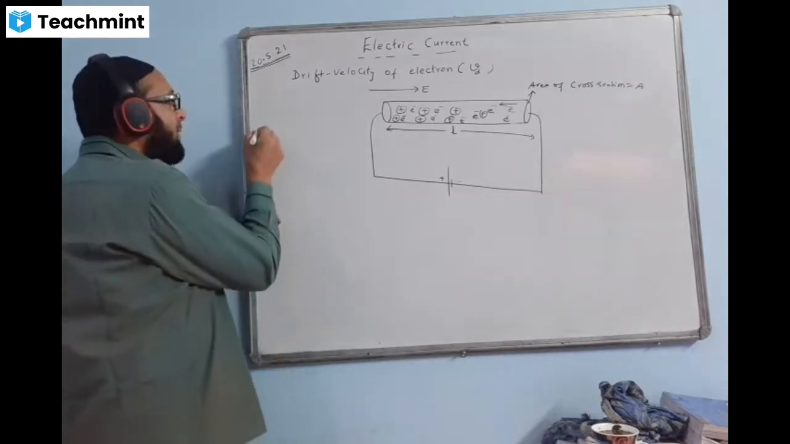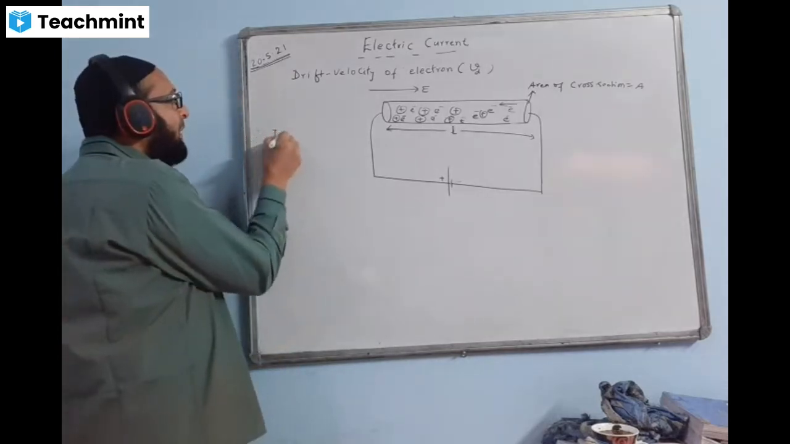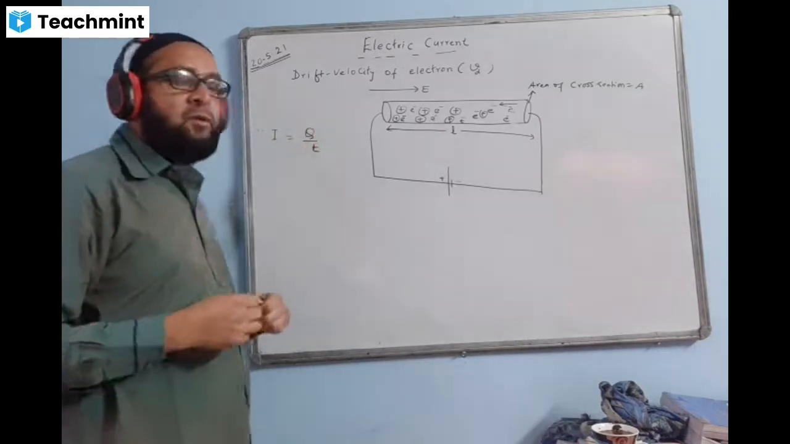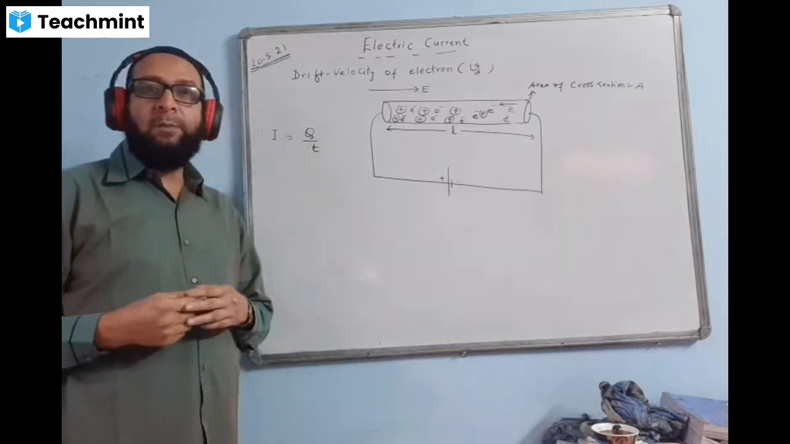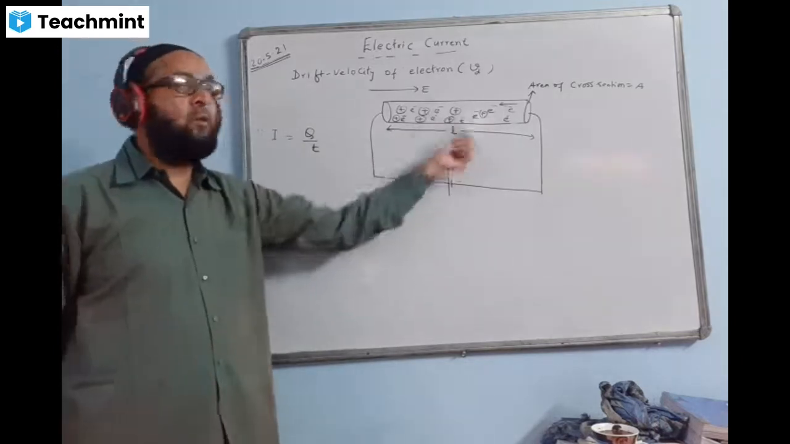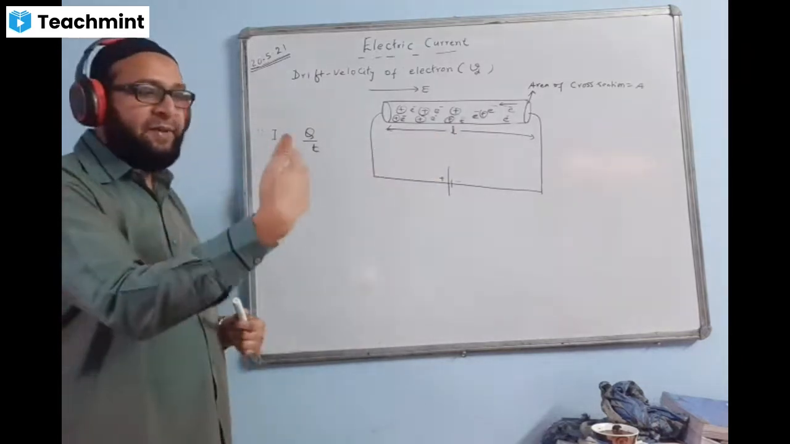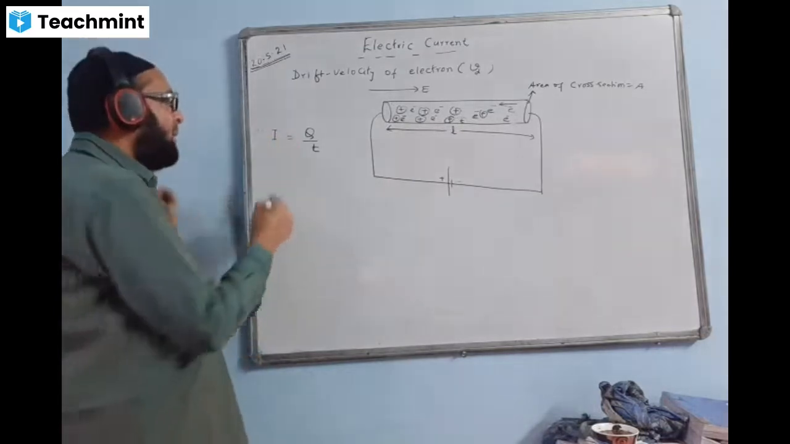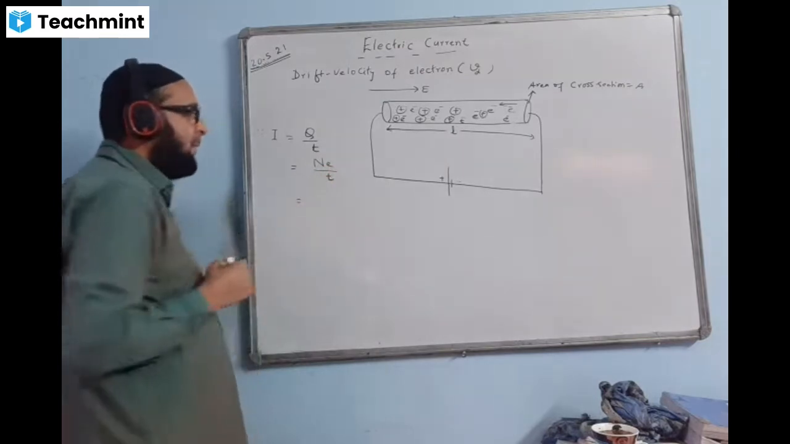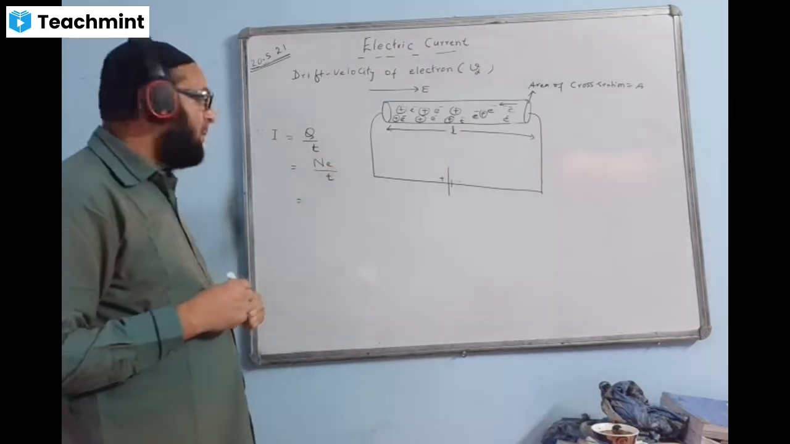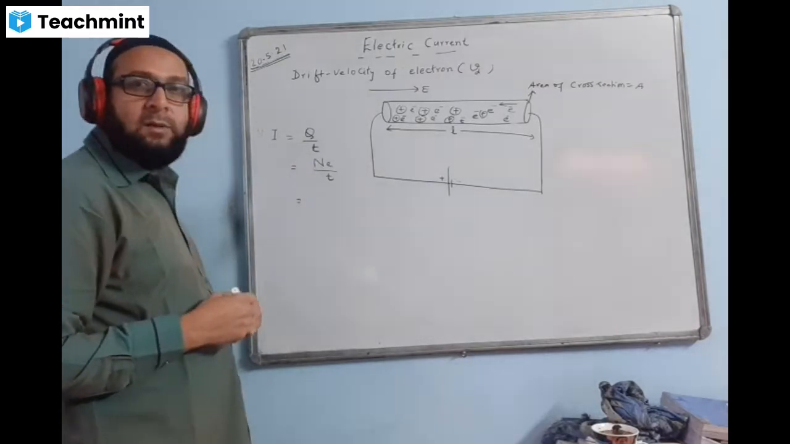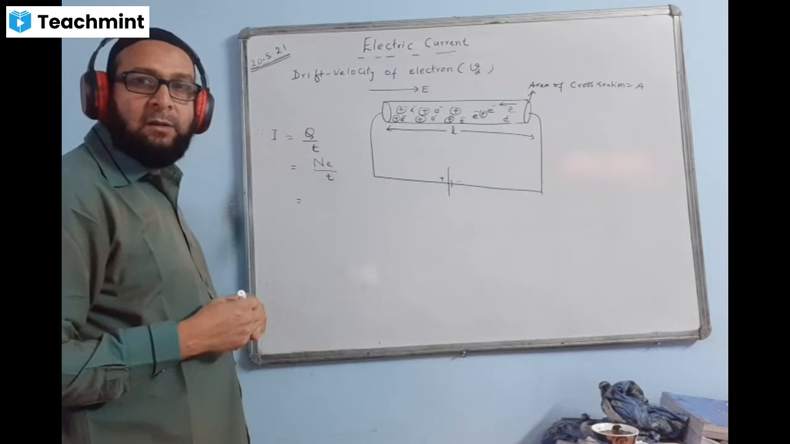Now we'll first write the current. What is the formula of current? Current I is equal to Q upon T, charge upon time. But here, charge means electrons, which are drifting this way. So Q is equal to n e, so I equals n e by t. What is n? n means number of electrons, and e means charge of one electron.